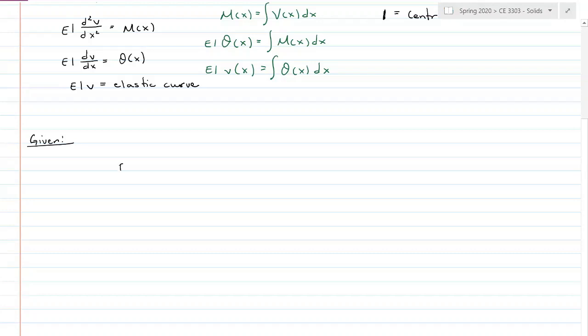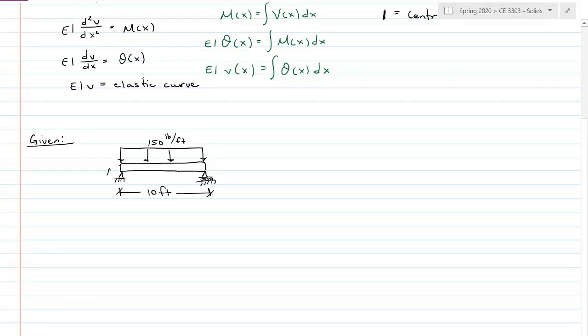So here is my beam. I'm going to put a pin and a roller and a distributed load on this beam. Okay, and I'm going to give the load a magnitude of 150 pounds per foot, and I'm going to have it act over 10 feet. A and B.